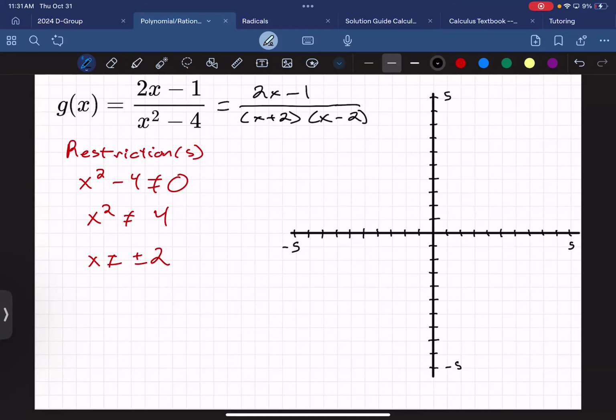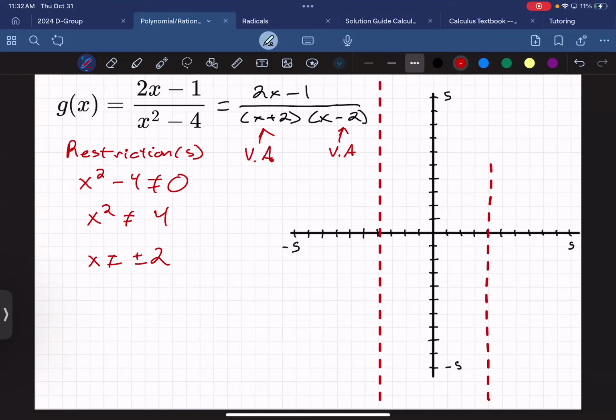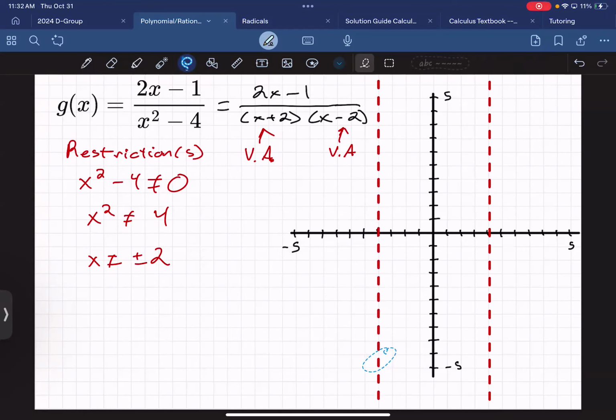Now, what that means is the way that I'll interpret this, since I cannot simplify anything, both of these zeros here are going to be vertical asymptotes. So the first thing I want to do for my graph is plot both of these as vertical asymptotes. Why are vertical asymptotes important? Remember, we can never touch nor cross these. And that comes from that denominator not being equal to 0.